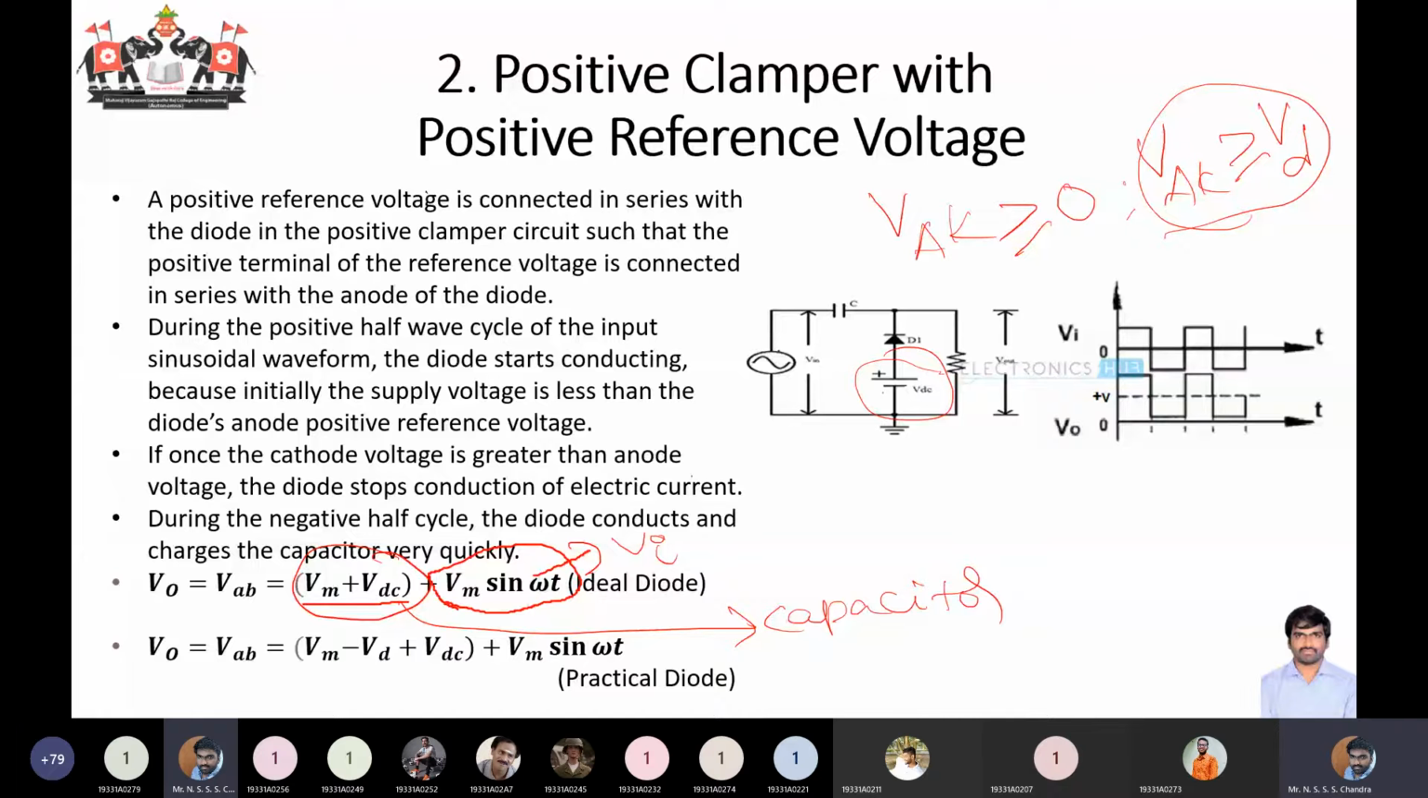Okay, in case you are considering a practical diode, wherever you have your Vm, instead of Vm you will be writing Vm minus VD. That's the only thing. So it will be Vm minus VD plus VDC plus Vm sin omega t. Okay, so let us check the output waveform.